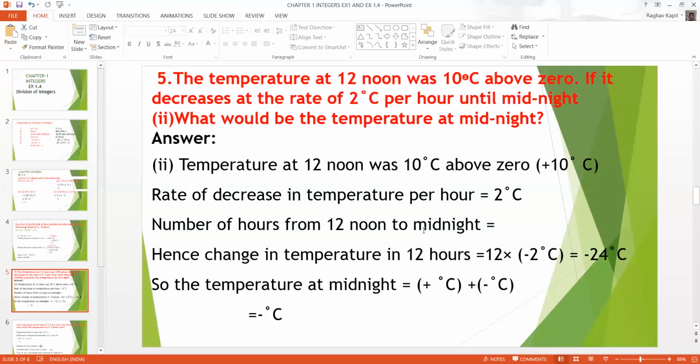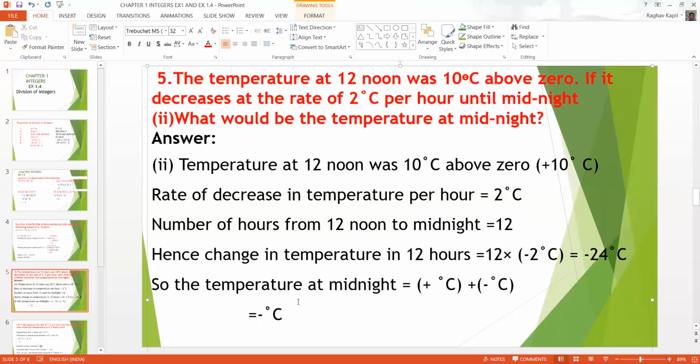So first of all, we will find out the number of hours. From 12 noon to midnight, we know that is total how many hours? 12 hours. Now, what is the rate of decreasing? 2 degrees Celsius per hour. So first of all, we will find out in 12 hours how much it will decrease. Hence, change in temperature in 12 hours is, per hour it is 2 degrees. So in 12 hours, it will be 12 twos are 24 degrees Celsius. This will be the decrease.